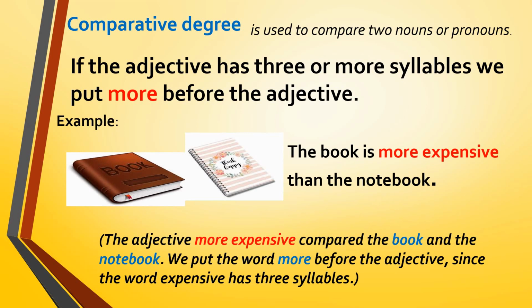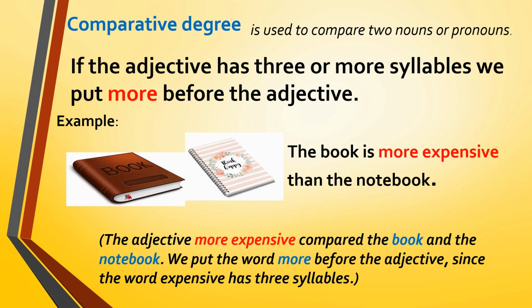If an adjective has three or more syllables, what is the meaning of syllables? Syllables means sounds of vowels. The number of times you hear a vowel sound in a word is the number of syllables in the word. The vowels are A, E, I, O, U.